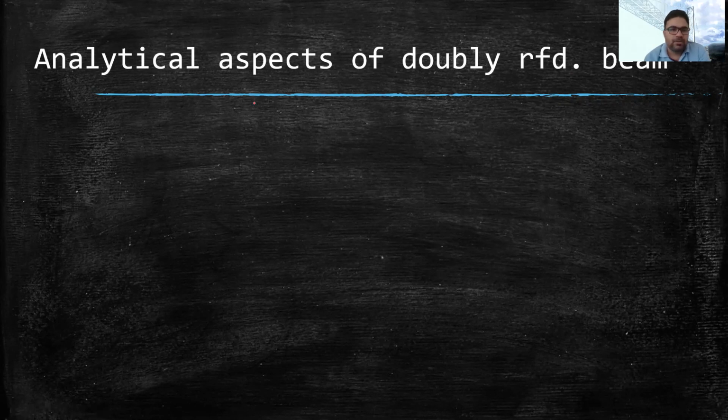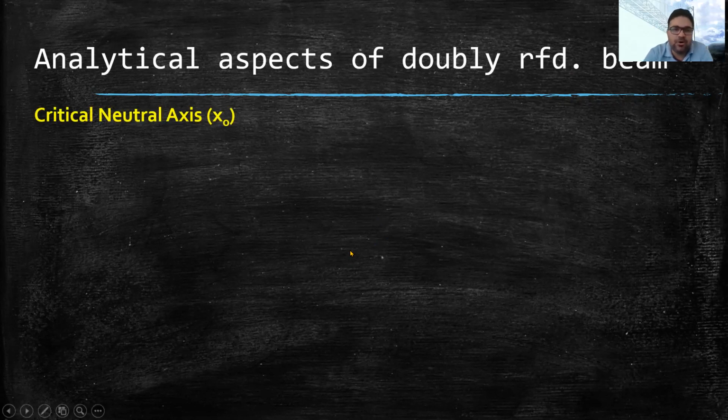So in this part, we are going to discuss how we find out the actual depth of neutral axis and critical depth of neutral axis in case of doubly reinforced beam. The process is similar to what we used in the case of singly reinforced beam. The only addition is the parameter for the compressive steel.